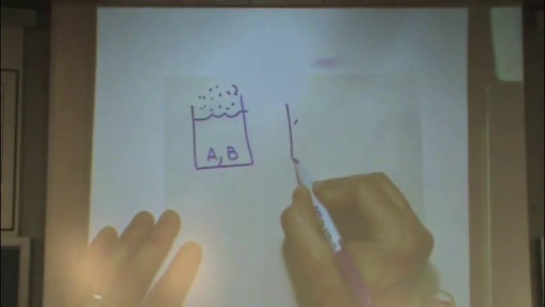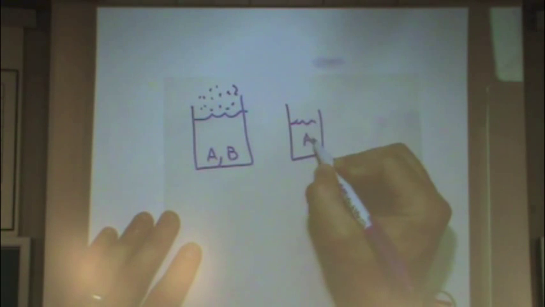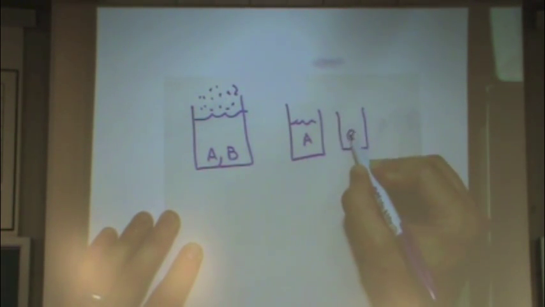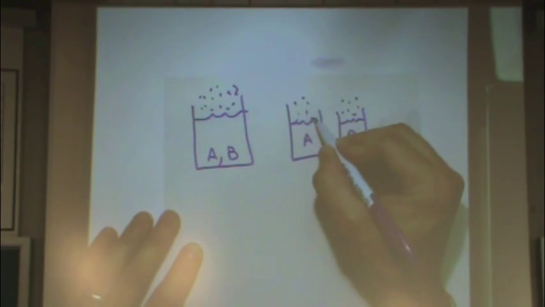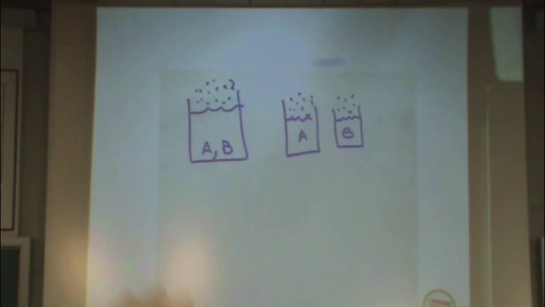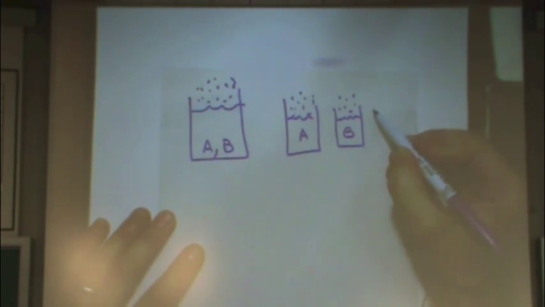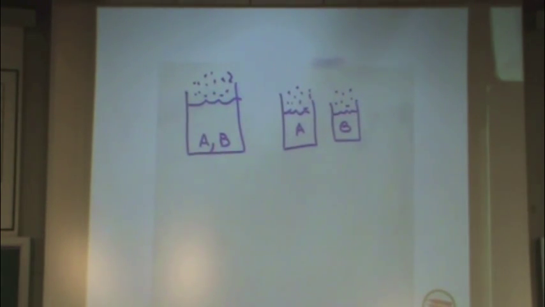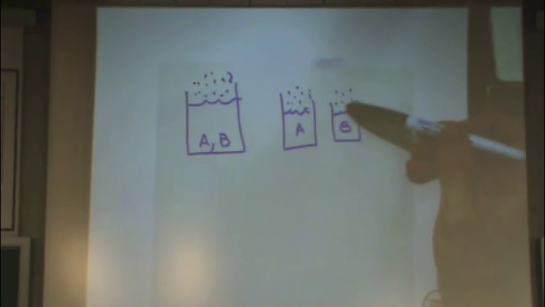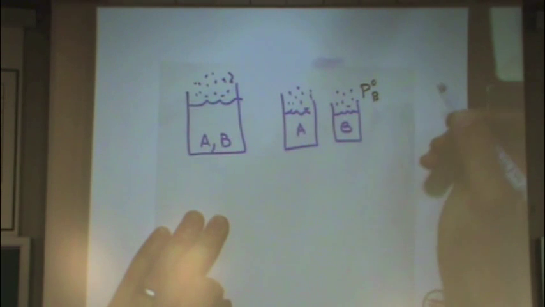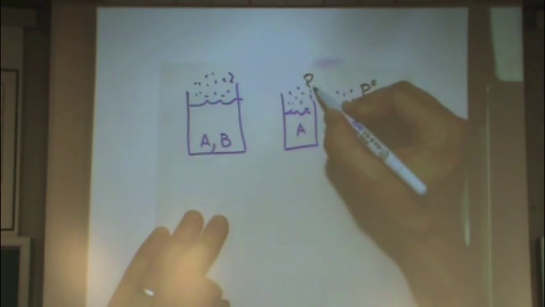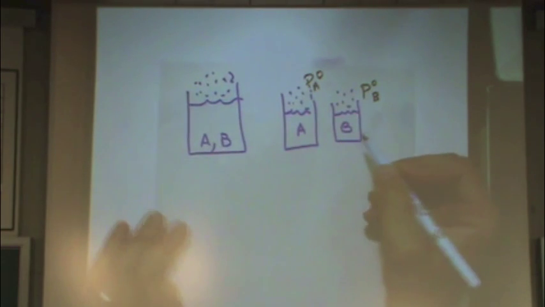Now let's compare this. If we just had A or we just had B, each will also have a vapor pressure up above if they're liquids. Let's look at just B. B itself has a special name for this pressure. It's called the pure pressure. If it's just B, we call it the pure pressure of B. If it's just A, we call it the pure pressure of A.